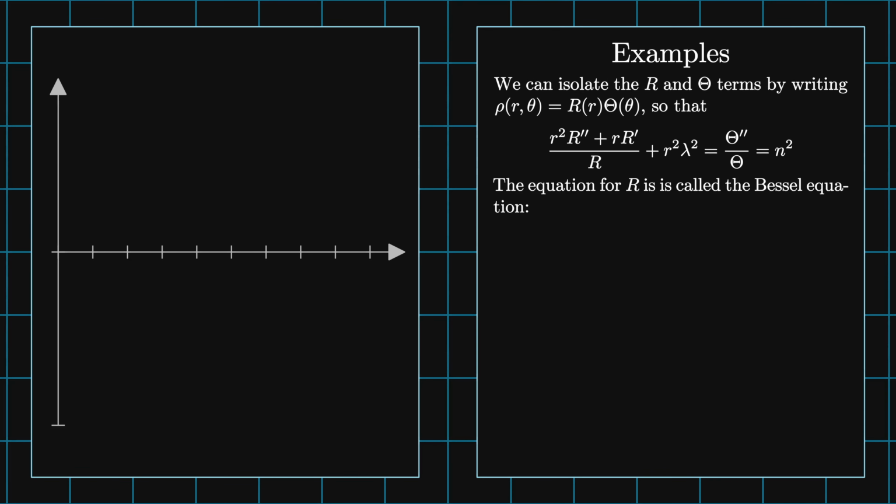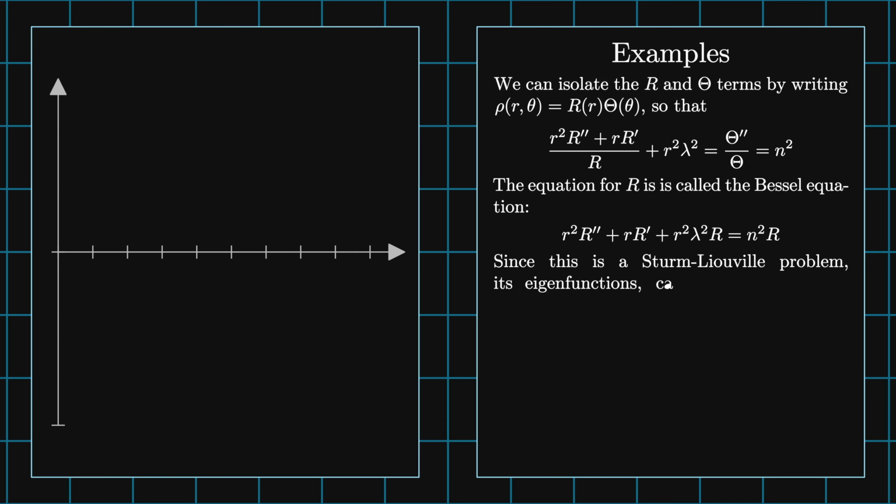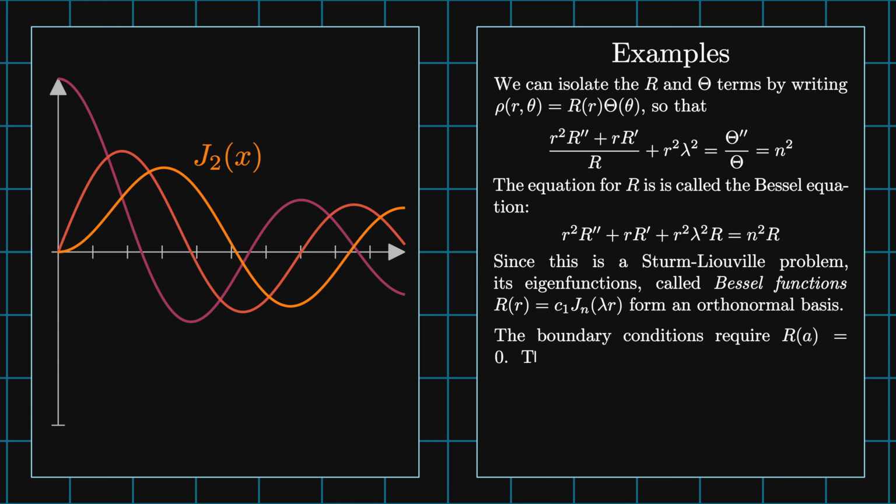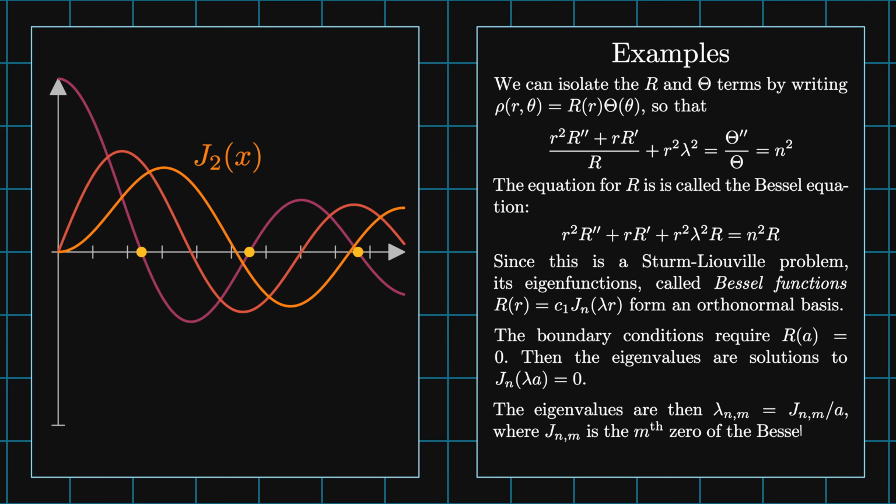The equation for R is called the Bessel equation. r squared R double prime plus r R prime plus r squared lambda squared R equals n squared R. Since this is a Sturm-Liouville problem, its eigenfunctions, J_n of lambda r, called Bessel functions, form an orthonormal basis. The boundary conditions require R of a equals 0. Then the eigenvalues are the solution to J_n of lambda a equals 0. There are many places where a Bessel function crosses 0, so we can index the eigenvalue by the mth zero. The eigenvalues are then lambda_nm equals j_nm over a, where j_nm is the mth zero of the Bessel function J_n of r.